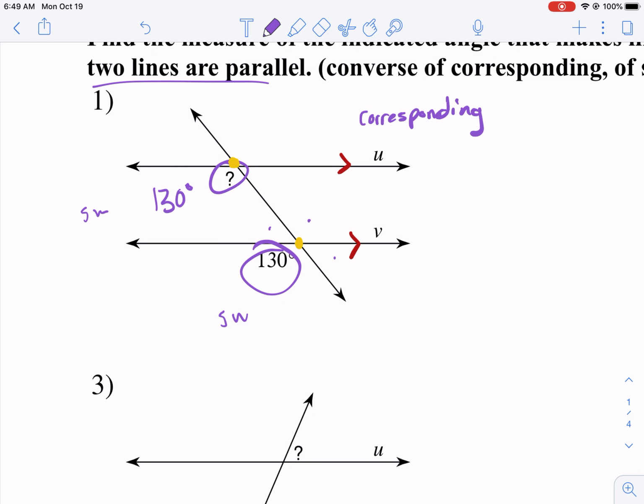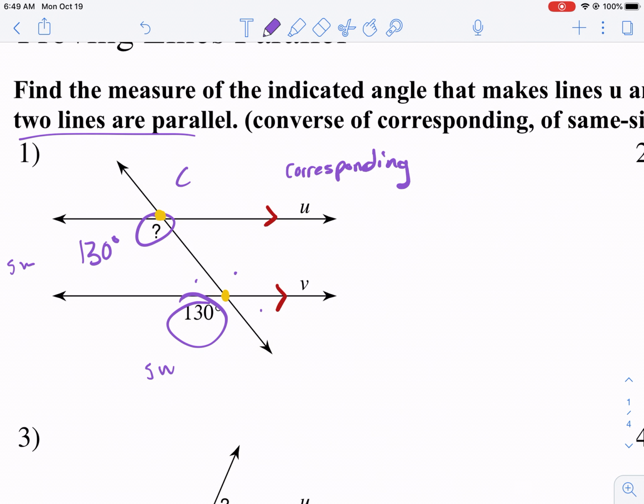So what is the theorem or postulate to prove them parallel? Don't say corresponding. It's going to be the converse of corresponding angles theorem. Now, why is it converse? This is the part that confuses certain students.